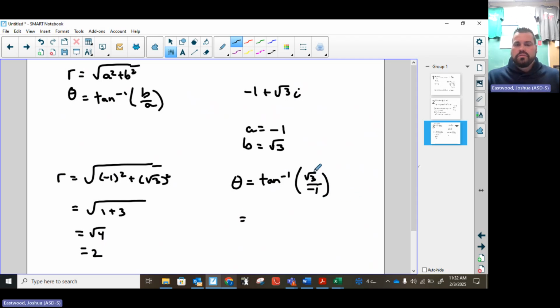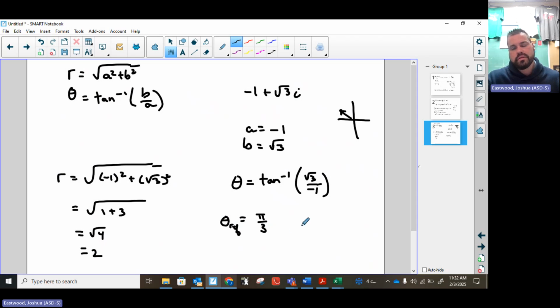The issue with the negative is only where are you? What quadrant are you in? So if you think about the real part's negative and the imaginary part's positive, you're over here. You're in the second quadrant. So the arctan of root 3 without the negative is pi over 3. So that's my reference angle.